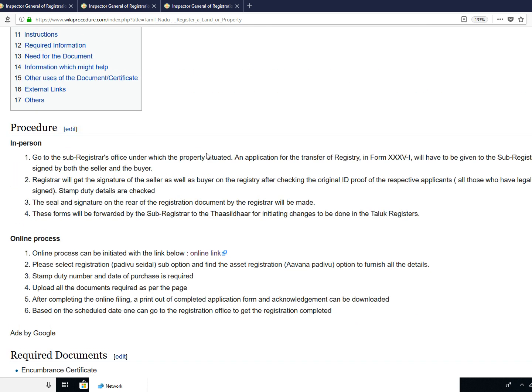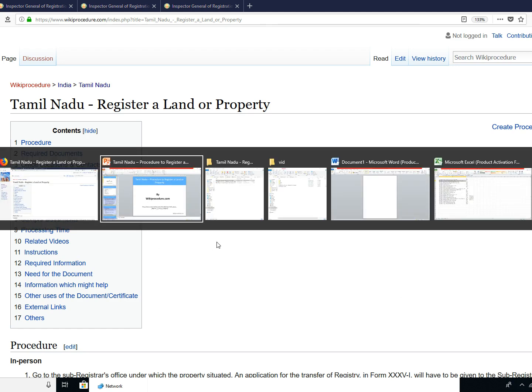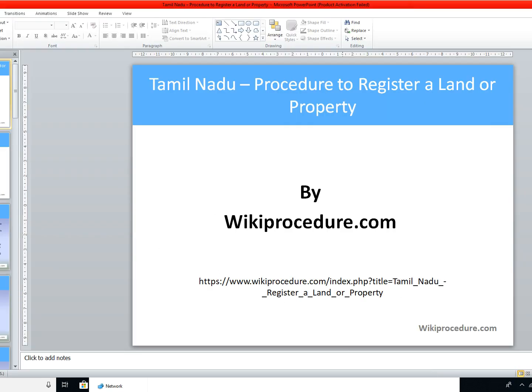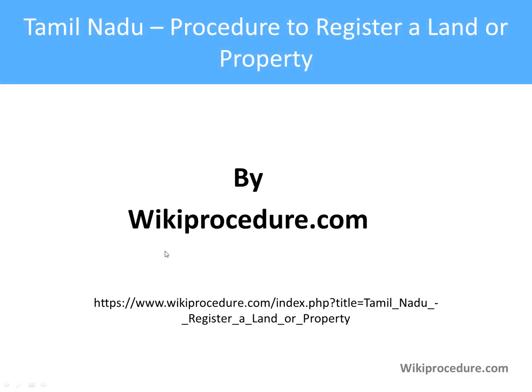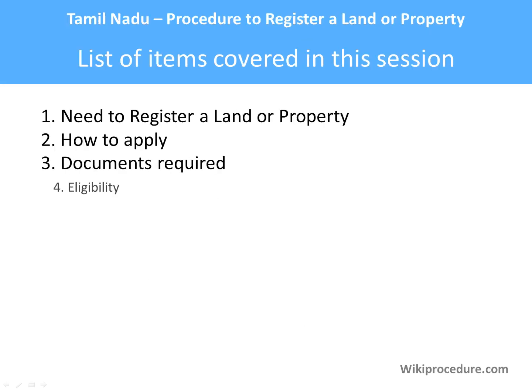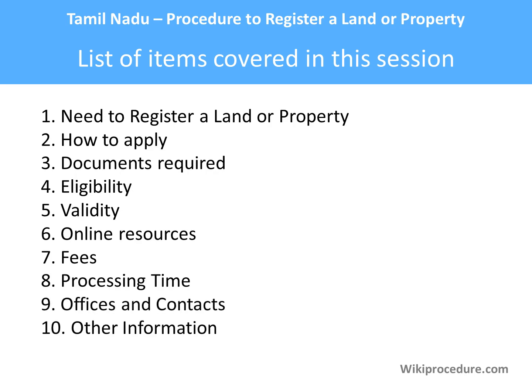Today in this video we are going to use a few websites to explain this procedure well. All these websites are provided as links in appropriate places for your convenience in our wikiprocedure.com. Let us get into the presentation. List of items covered in this session: need to register a land or property, how to apply, documents required, eligibility, validity, online resources, fees, processing time, offices and contacts, other information.